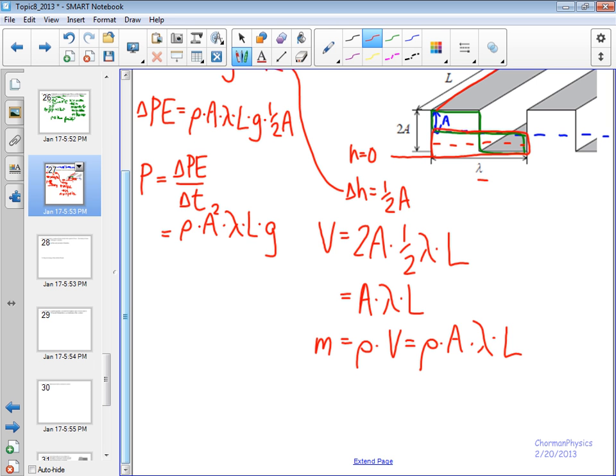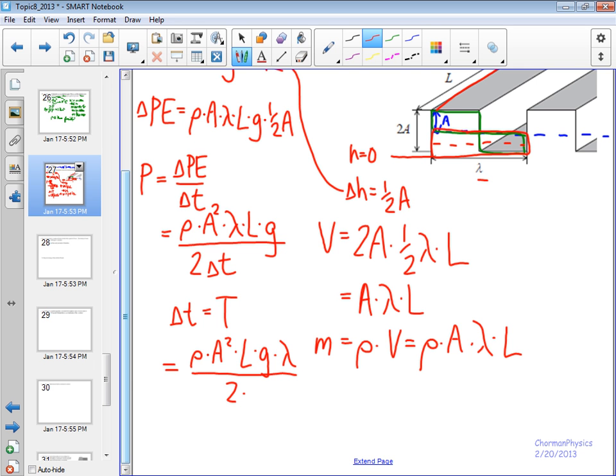And just square the amplitude here, times g, and this whole thing is over delta t. And we'll put the 2 down here as well, from the 1/2. Now, we have to remember that this whole thing is happening over one wavelength, so delta t is going to be equal to the period. And if I put that in here, what we end up with is rho times a squared times L times g times lambda, all over 2 times the period.